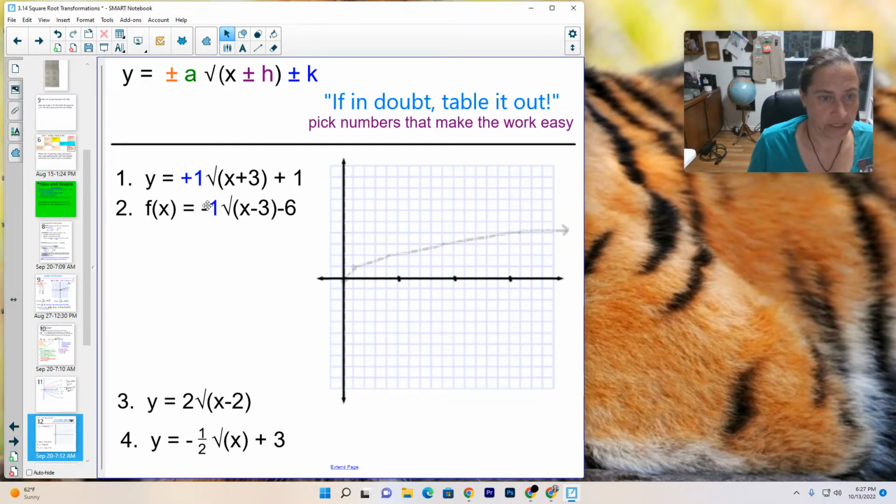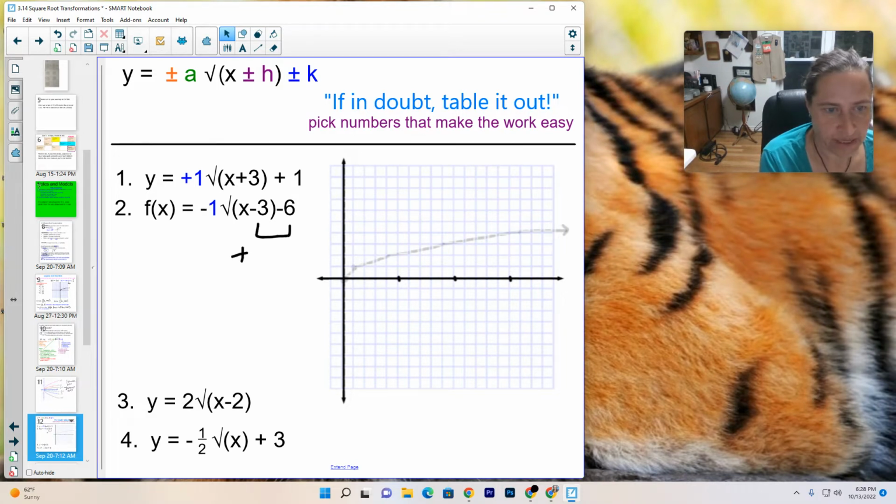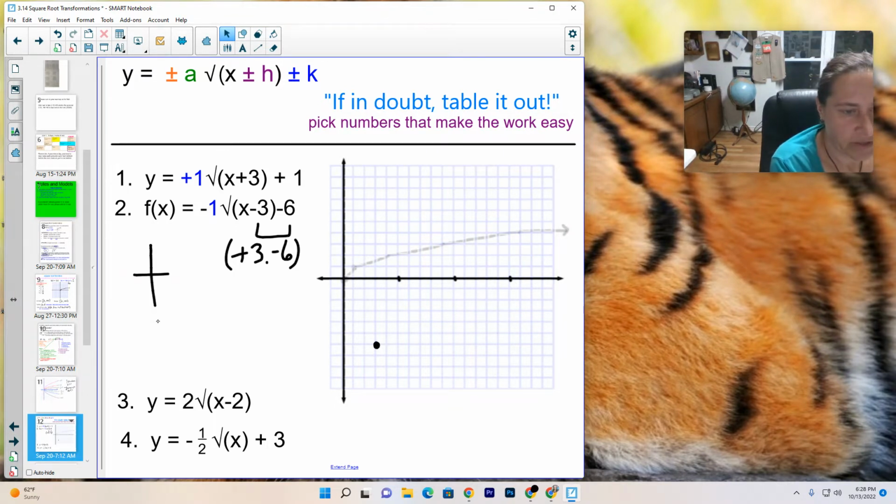All right, this one is going to be flipped upside down because it's a negative, x minus 3 minus 6. So this is going to follow the same line, only it's going to be negative, and we have a +3, minus 6 endpoint. So 1, 2, 3, 1, 2, 3, 4, 5, 6. There's my new endpoint. And there's no stretch or compression.